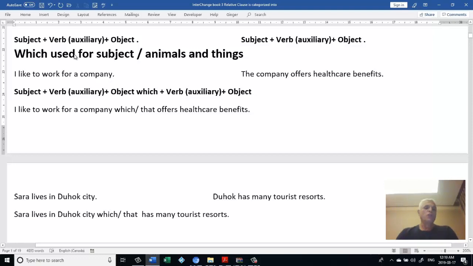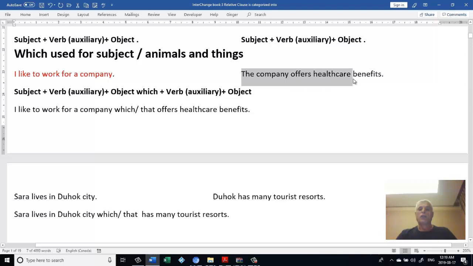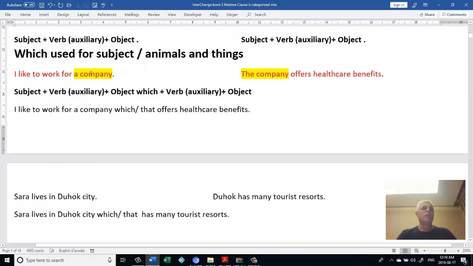We use which. We use which for subject, animal, and things. Let's look at the sentences. I like to work for a company. That's my first sentence. The second sentence, the company offers healthcare benefits. We say the first step, we look at what's the common between the two sentences. If we look here, we have the company here, or a company. Then the second one we have here, the company. Here it comes as object. Here we have it as the subject.